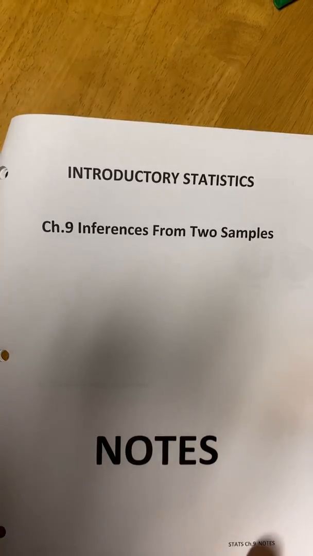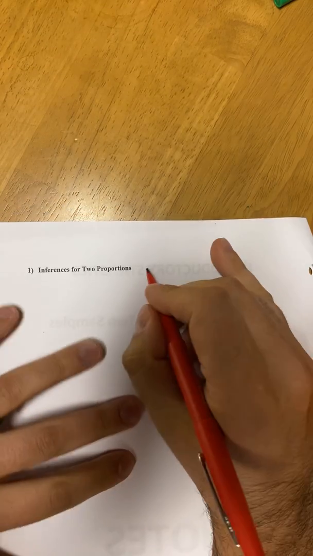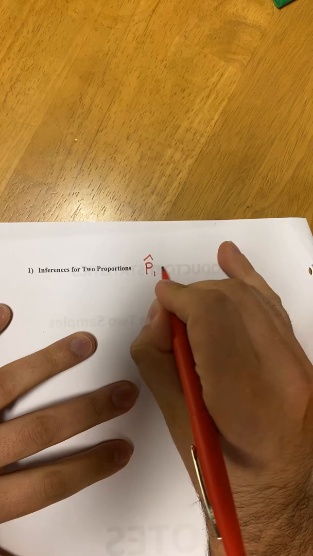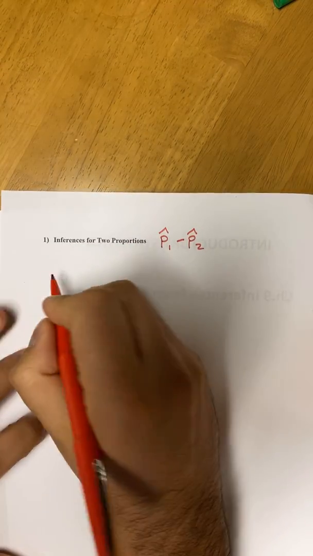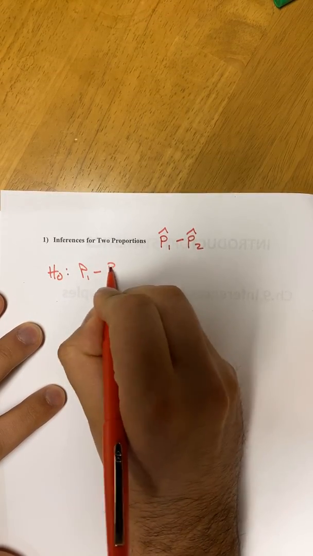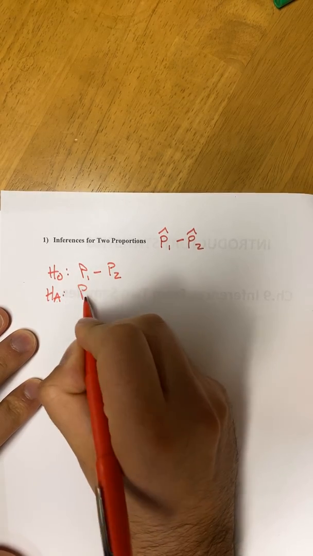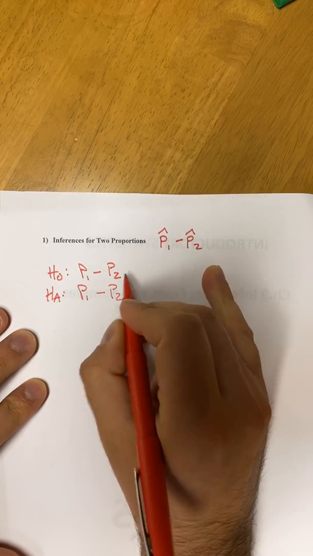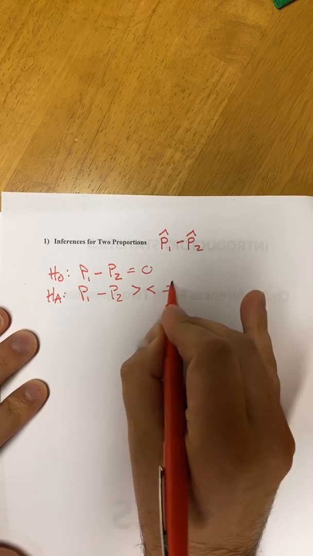Chapter 9, inferences from two samples. Here we go. So we're going to have two proportions, p hat 1 minus p hat 2. Here are the formulas. Your H0 is going to be p1 minus p2, and your Ha, p1 minus p2. So this is usually going to be equal to 0, and then clearly these symbols.